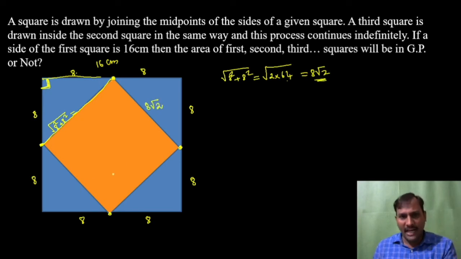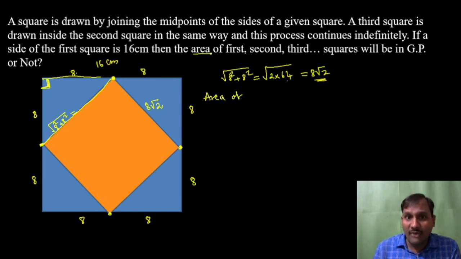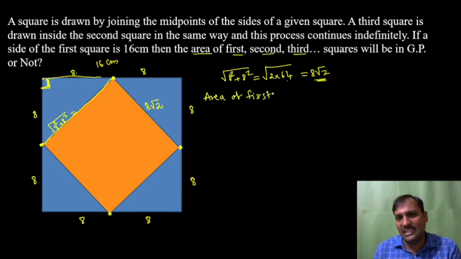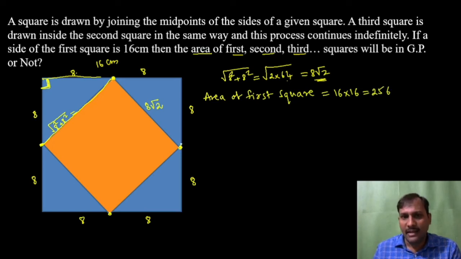Now what is the area of the first square? Let us find out, because we have to check whether the areas of the first, second, third squares will be in GP or not. So we have to check the areas of the squares. The area of the first square is side into side, that is 16 into 16, which is equal to 256. Now the area of the second square.